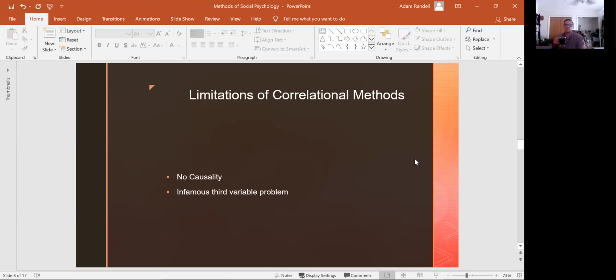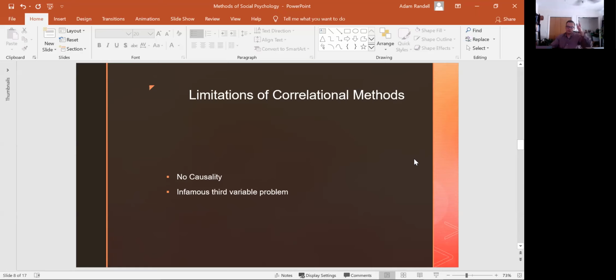Now, one of the limitations of correlational methods is, again, we can't make a causal statement. We can't say that social support causes less depression. We can't do that. And the reason for that is because of the problem of the infamous third variable. The problem of the third variable is when the possibility exists that some third variable that we haven't considered is actually the cause of both of the things that we have observed. So there might be some outside variable, outside of social support and depression, that causes both.